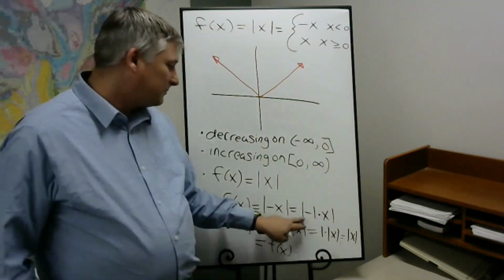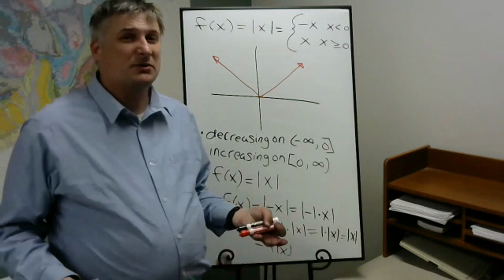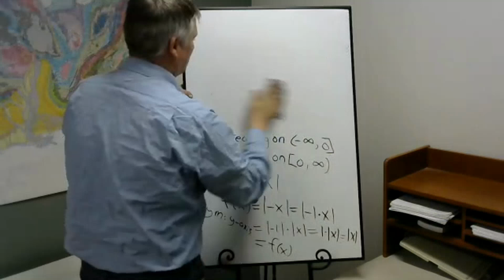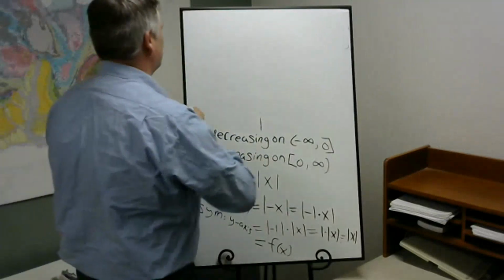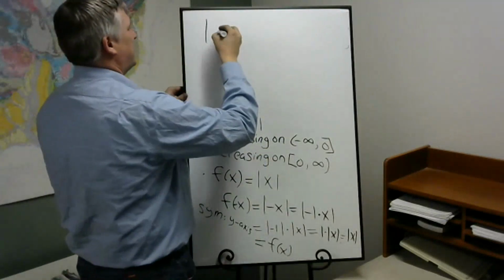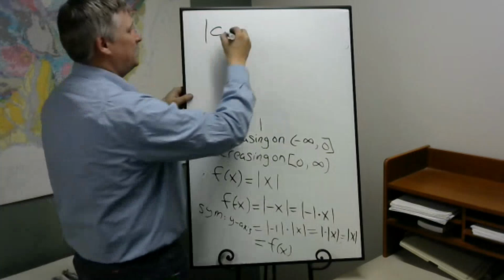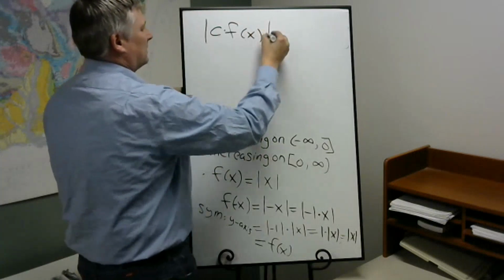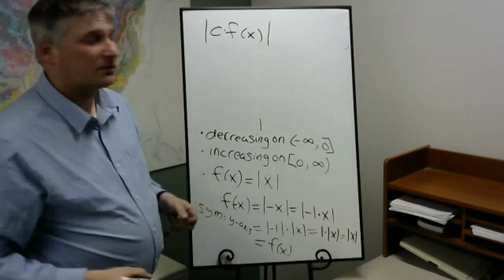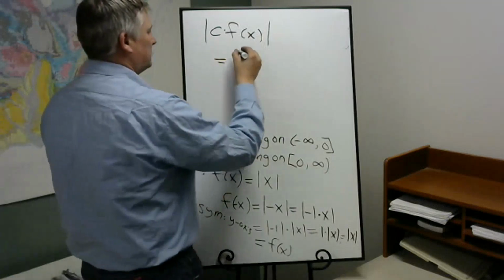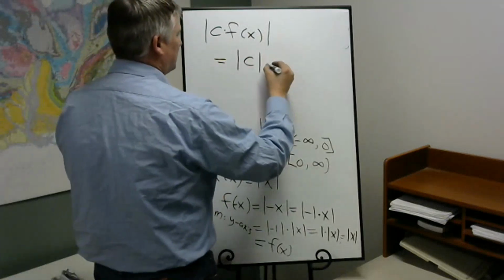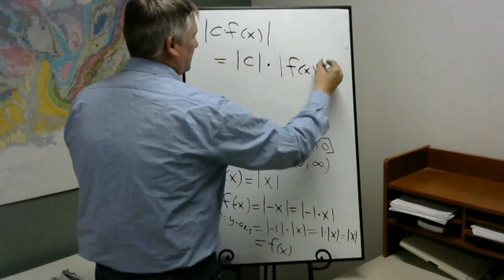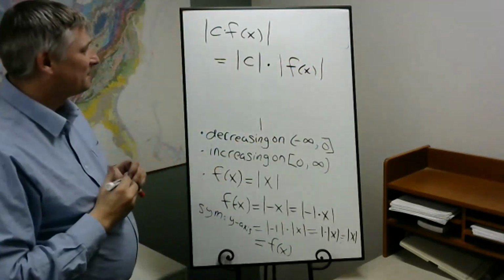So this little trick here I did with the numbers, again, it might have been a while since you've done this, but it's a trick with absolute values. The absolute value of c times some function of x, and c is some kind of constant, is equal to the absolute value of c times the absolute value of f of x.